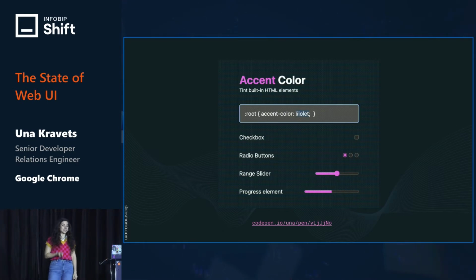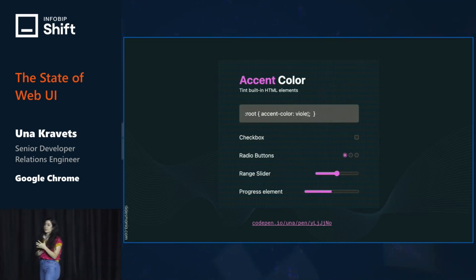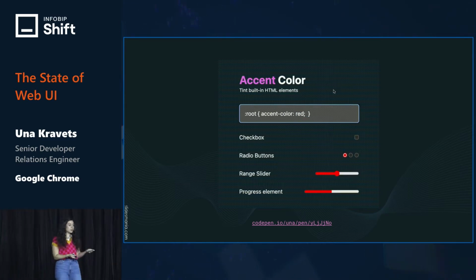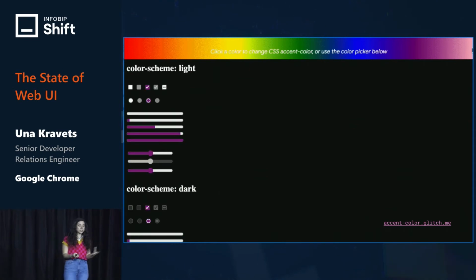And that looks like this. Accent color is the property, and then you change the color that you want to see. So it could be yellow or green. And this will propagate to all the form controls, what the checkboxes look like. And the cool thing is that this also works with the color scheme properties, so native browser color scheme.